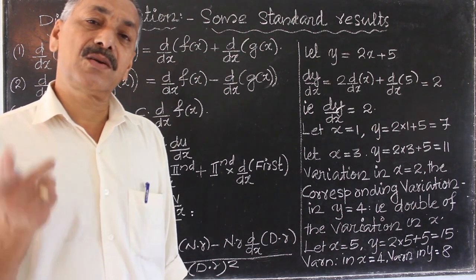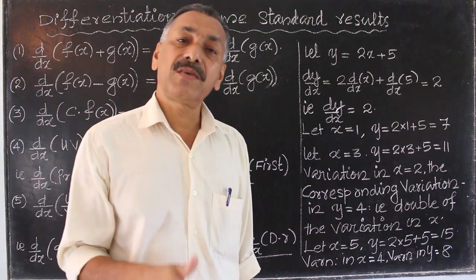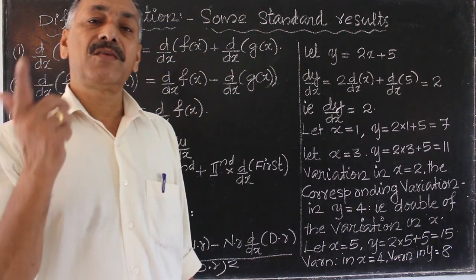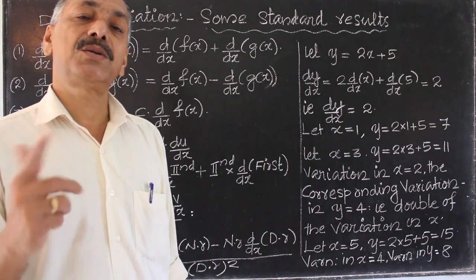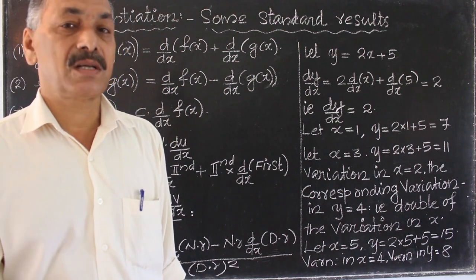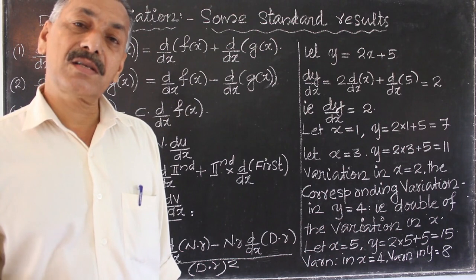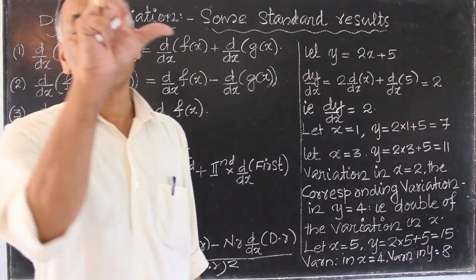Derivative of sin x is equal to cos x. Derivative of cos x is equal to minus sin x. Derivative of tan x is equal to sec square x. Derivative of sec x is equal to sec x into tan x. Derivative of cosec x is equal to minus cosec x into cot x. Derivative of cot x is equal to minus cosec square x.